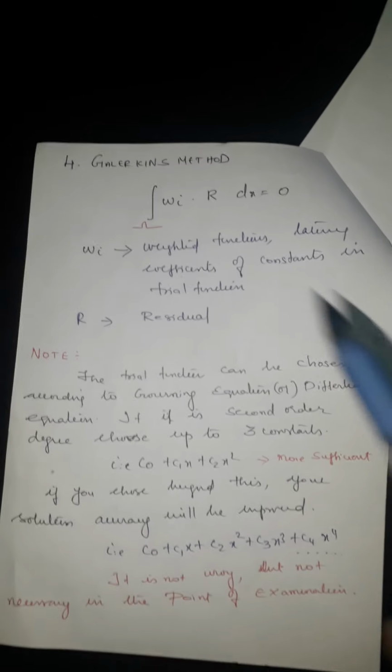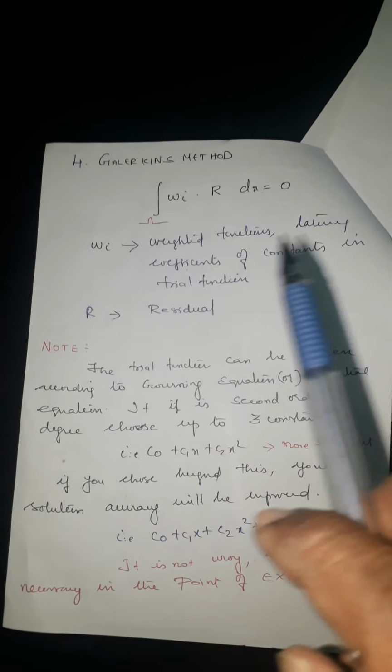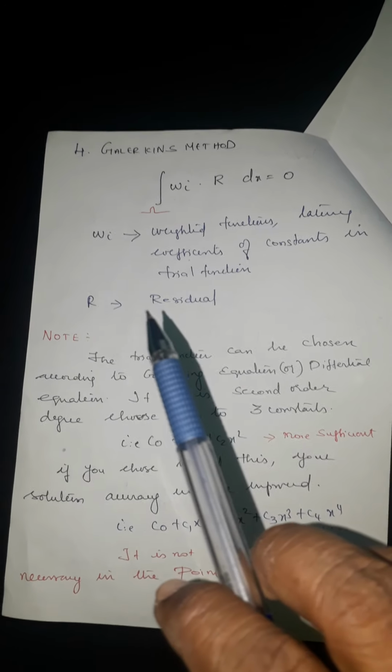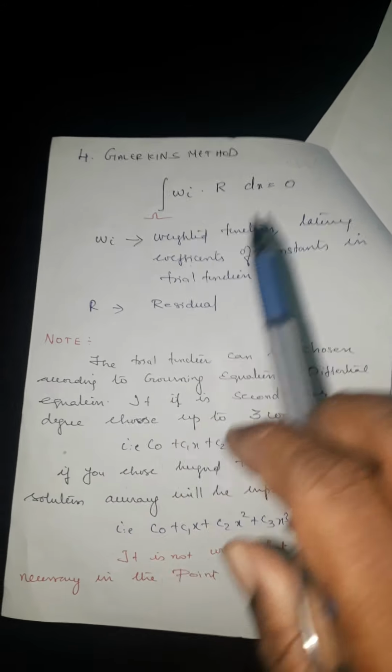Next method is Galerkin. It's a very important method. Integral of Wi R dx is equal to 0. W is the weight function, R is the residual. The weight functions are taken as the coefficients of constants in the trial function. That is the residual over here. R is the residual over here. It may be one dimension if it is a single integration. If it is two dimensions, it should be a double integration.